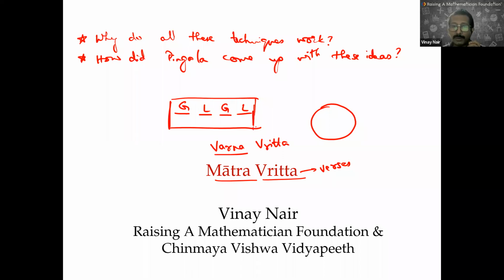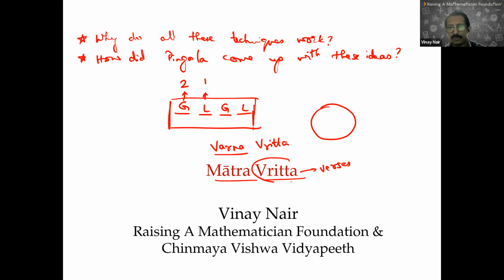So in Varna Vritta, we are keeping the number of syllables fixed. But in Matra Vritta, the number of syllables can change. What we do is we assign values to Guru and Laghu. So Guru refers to 2 and Laghu refers to 1 in Matra Vritta.